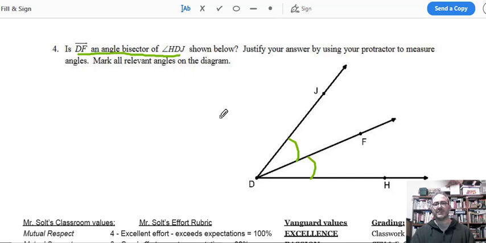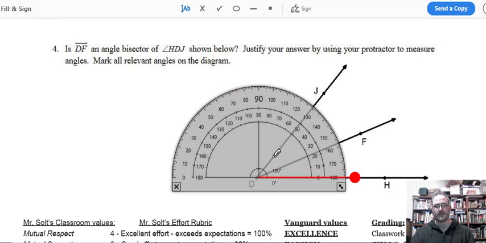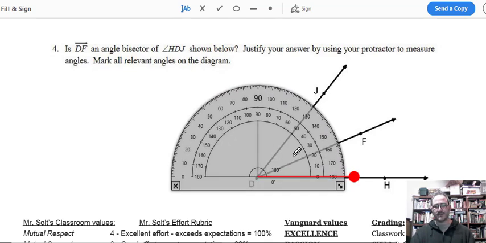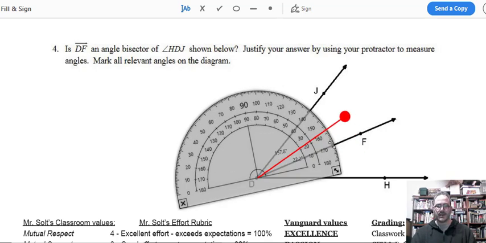It asks me, is DF an angle bisector of HDJ shown below? Justify your answer by using your protractor to measure the relevant angle. So we're going to see if this is the case. Here's my protractor, measuring the angle. That's pretty close, but I could get a little bit better. That's better. Measuring this angle here, that looks to me to be 22.5, maybe 22.2. All right, 22.2.